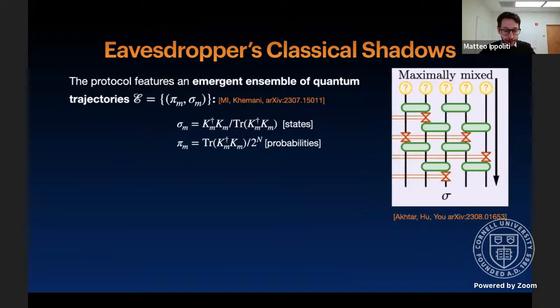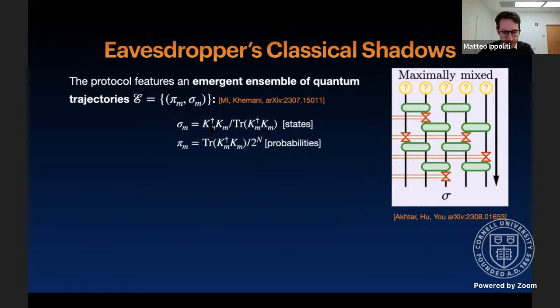All right, so now, having defined these snapshots, we can go through the whole machinery of classical shadows, which I will spare you. But the important point is that there is an emergent ensemble of quantum trajectories that are defined purely based on these operators, these quantum trajectories of the evolution, K_m, K_m dagger.